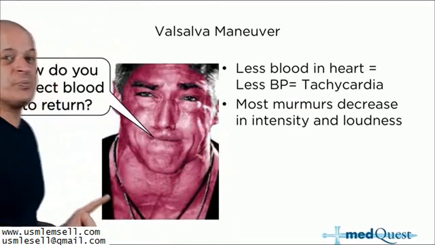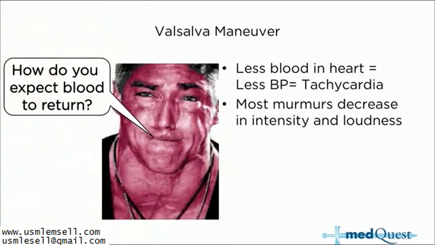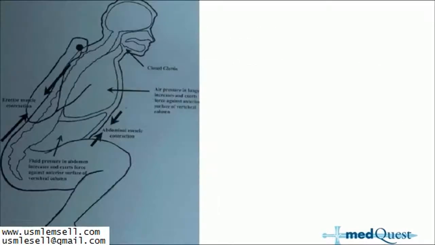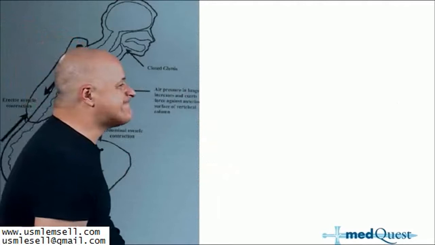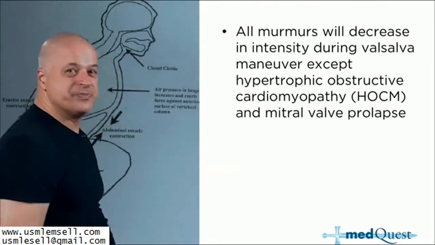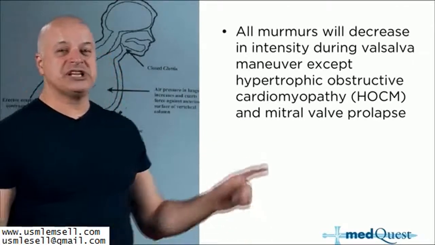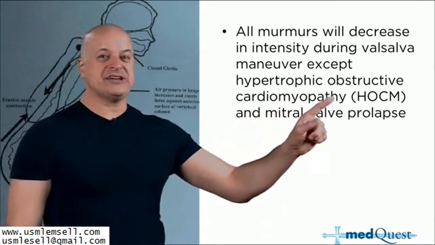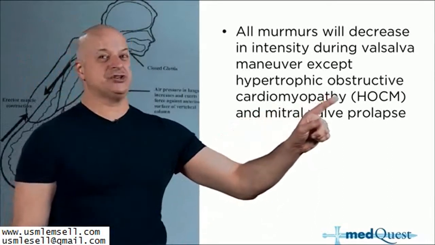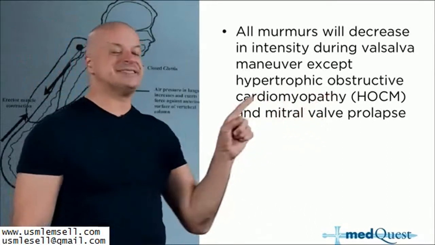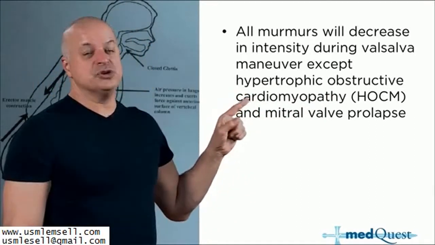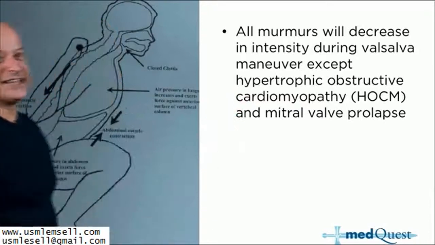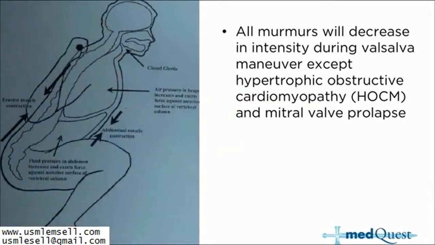How do you expect blood to return? Oh yes, that's it. That's the Valsalva too. And so all murmurs decrease in intensity with this, except for this, and this is the answer, HOCM. AS, as the single most important thing that you use the Valsalva to tell the difference. What is the single most important use of these maneuvers?